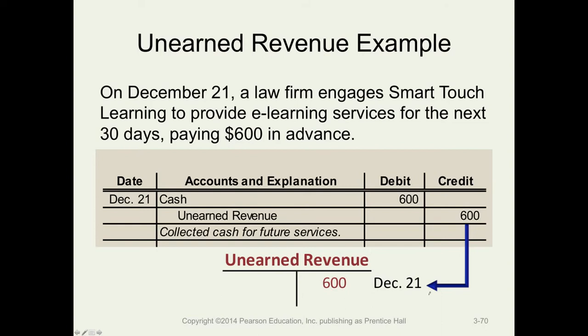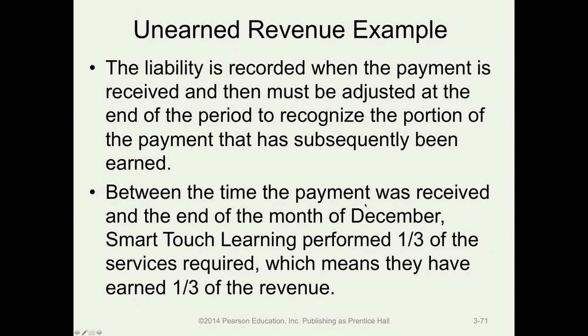Now, the problem, of course, is that when you get to December 31st, you have the unadjusted trial balance showing that same $600. So the liability is recorded when the payment's received, but it has to be adjusted at the end of the accounting period because some of that may have been earned. So SmartTouch collects $600 on December 21st, but they may have been working at the client's location through December 31st. So we assume that between the time that the payment was received and at the end of December, 1/3 of that revenue was earned.